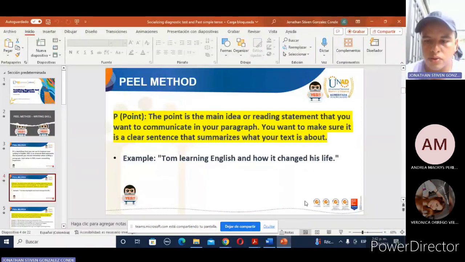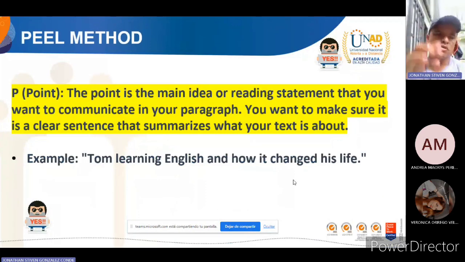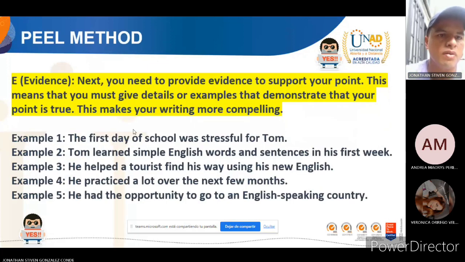Okay, so suppose that you did a first reading and you said that the main idea of the text is Tom learning English and how it changed his life. But in the second step, in the second PEEL method, you are going to have evidence to support your main idea. Okay, let's see the next PEEL methods.